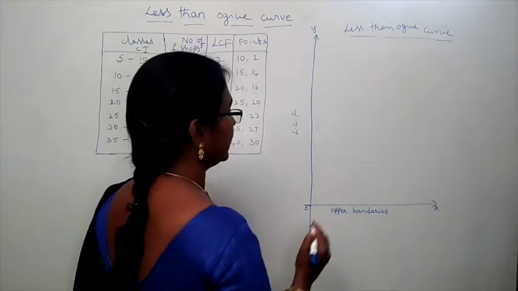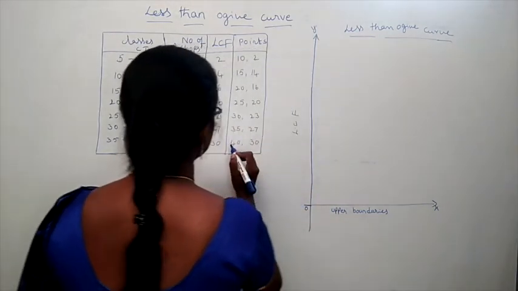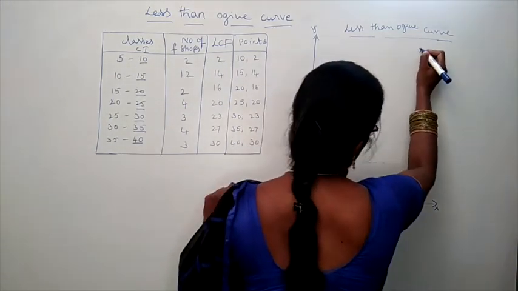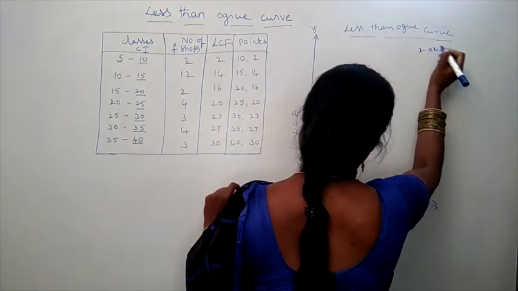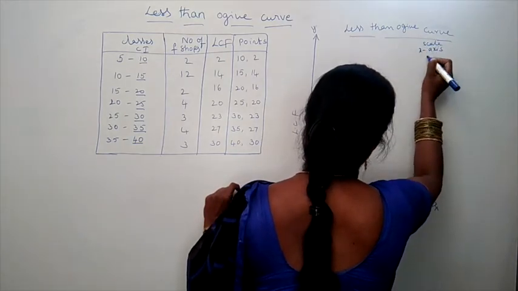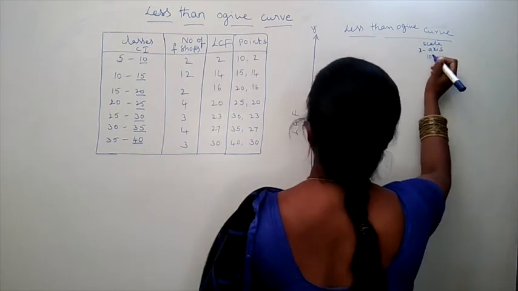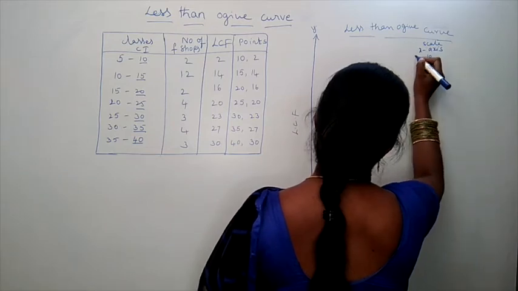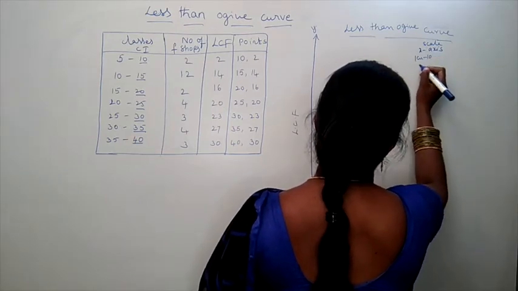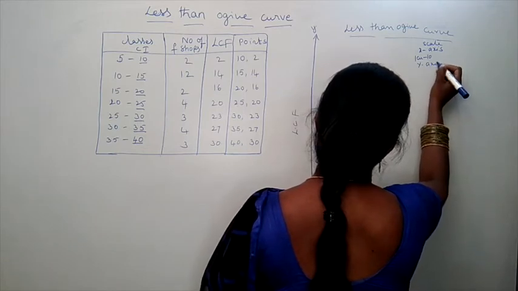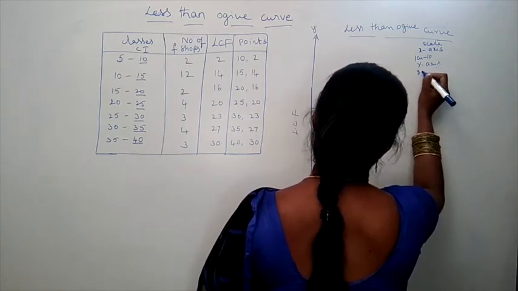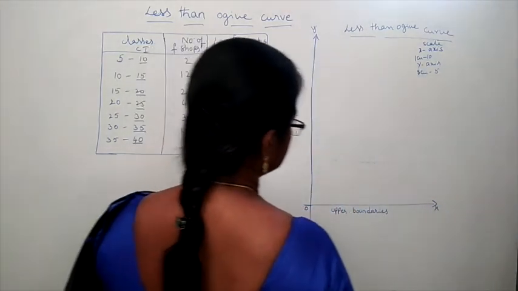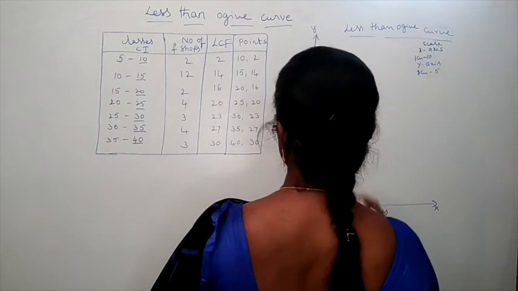Now, first we have to take the x-axis upper boundaries. What is the highest boundary? 40. Then we can take 5 as the x-axis scale, 1 centimeter, 10. Now, on the y-axis, 1 centimeter, 5. Now, upper boundaries on the x-axis, what do we have to take? 1 centimeter, 10.